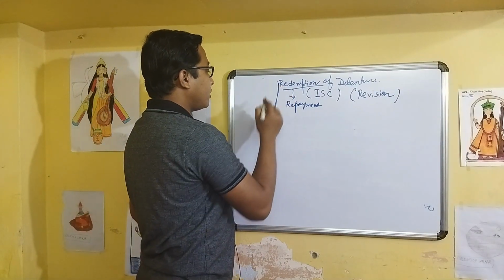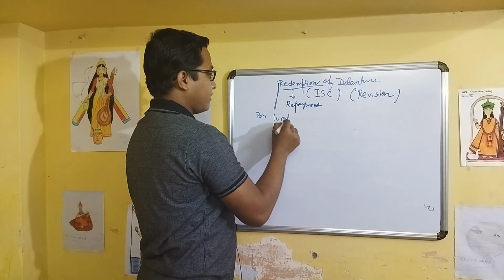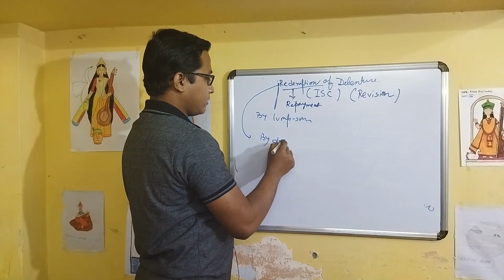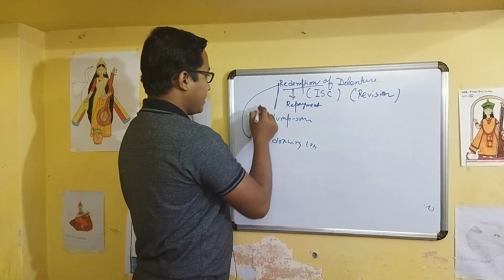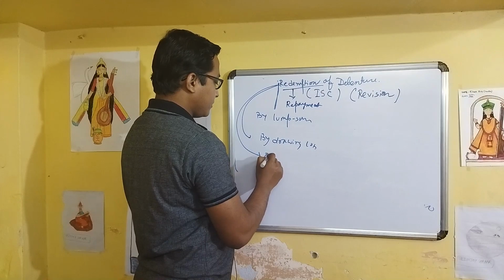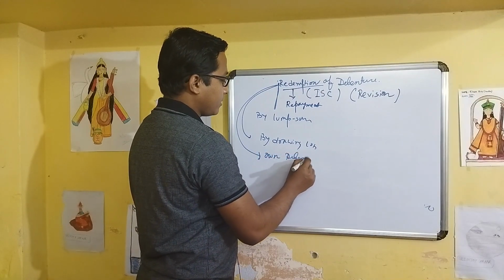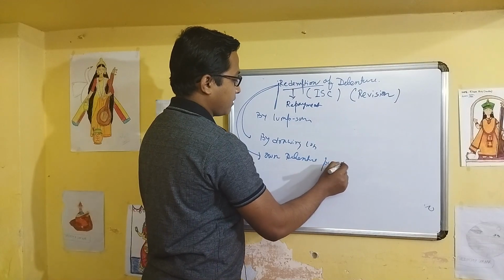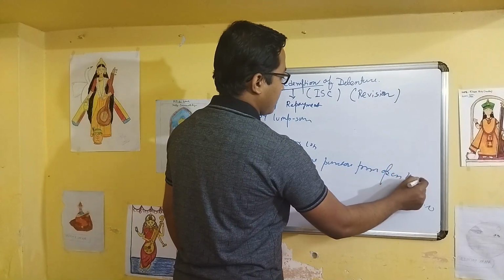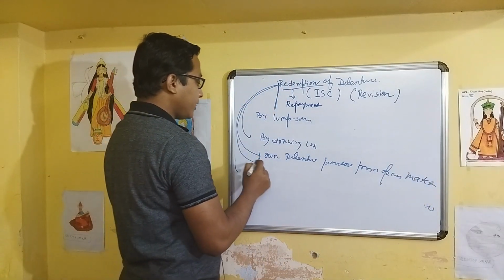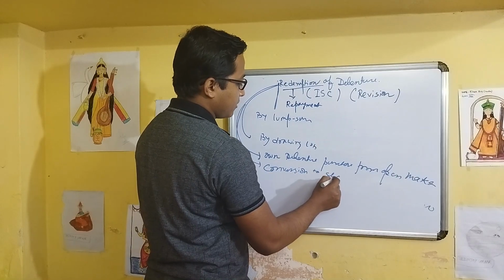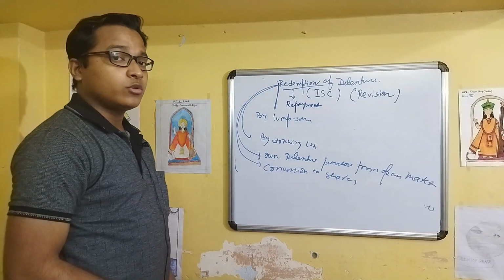First method is by lump sum. The second one is by drawing lot. Third is own debenture purchase. From open market. And the fifth one is conversion to shares, might be to preference share or into the equity shareholder.